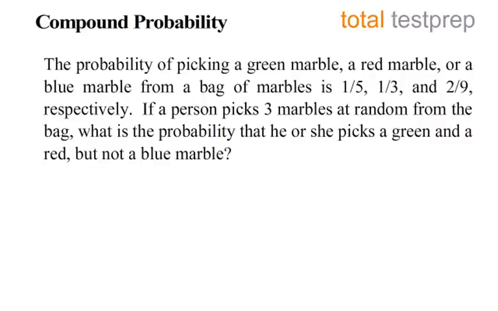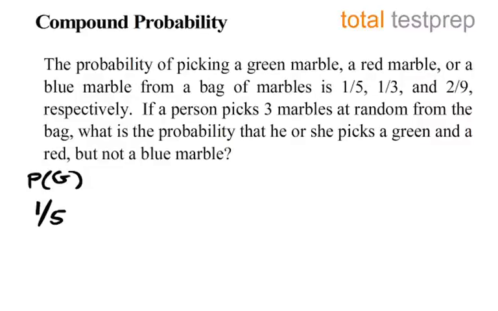Let's take a look at this question. The probability of picking a green marble, a red marble, or a blue marble from a bag of marbles is 1 out of 5, 1 out of 3, and 2 out of 9, respectively. If a person picks 3 marbles at random from the bag, what is the probability that he or she picks a green and a red, but not a blue marble?